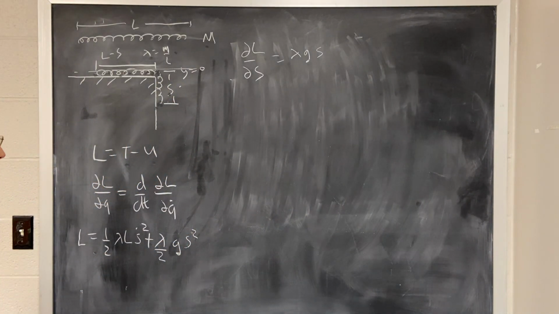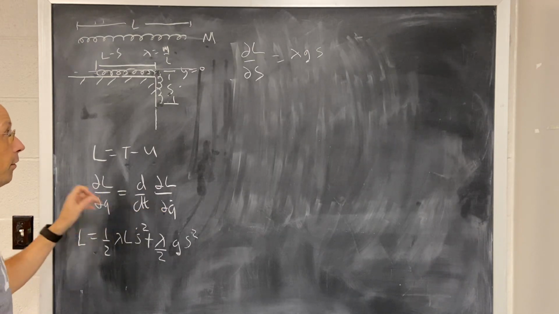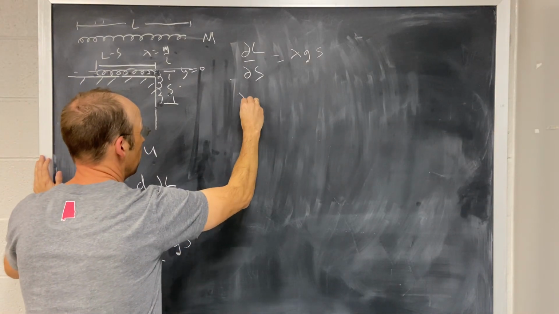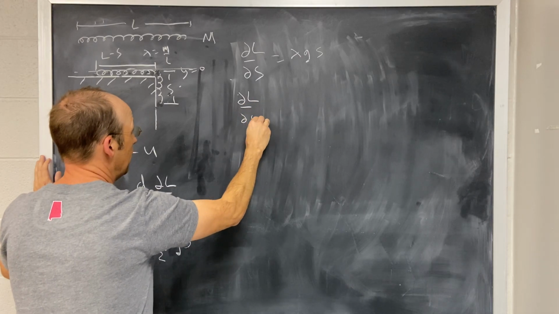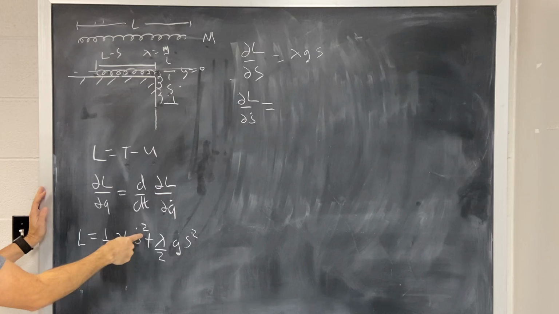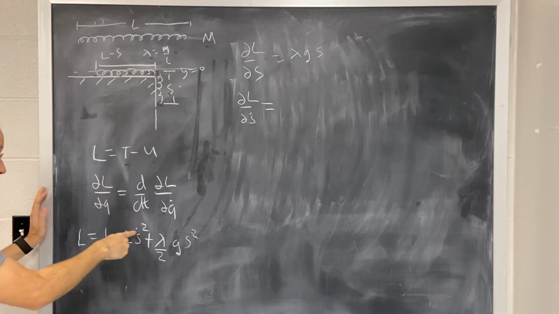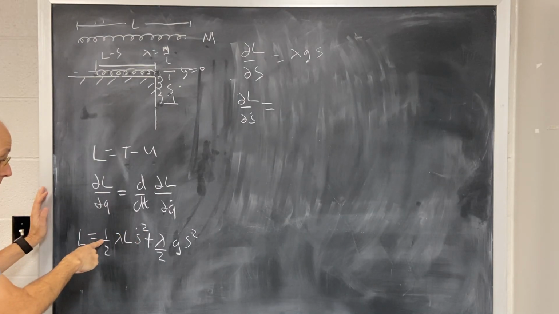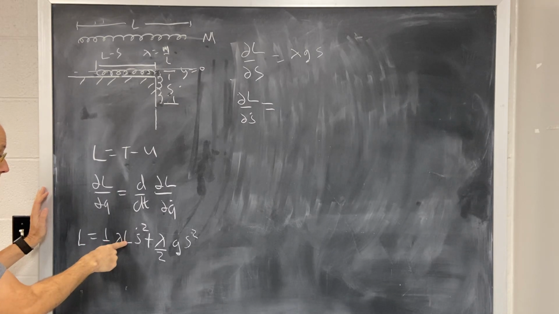Now I need to take the partial of L with respect to s dot. Again, there's only one s dot term in there, it's right there. So again, it's a power rule. I bring the 2 down, 2 times 1/2 is 1, so I get lambda L s dot.